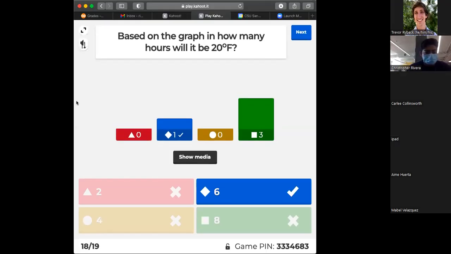I wish I could go back to that graph so I could show you, but it's not letting me go back to it. On the graph, if you followed that trend line up to 20 Fahrenheit with your finger, and then went down to the x-axis, it would show you that 6 hours went by. Let's continue.